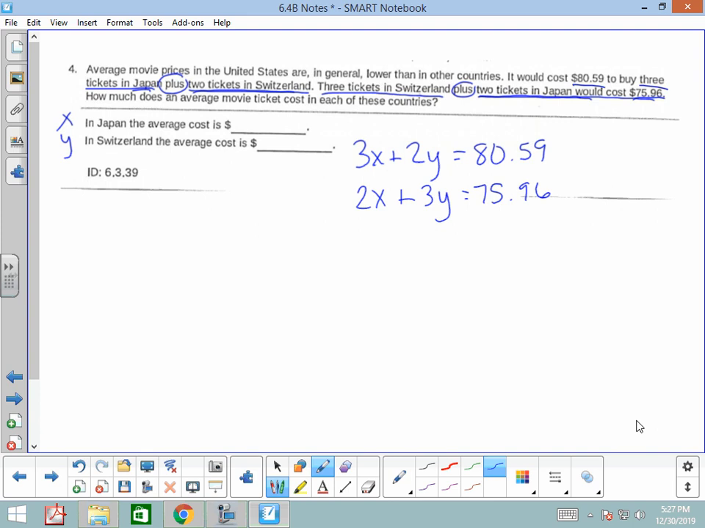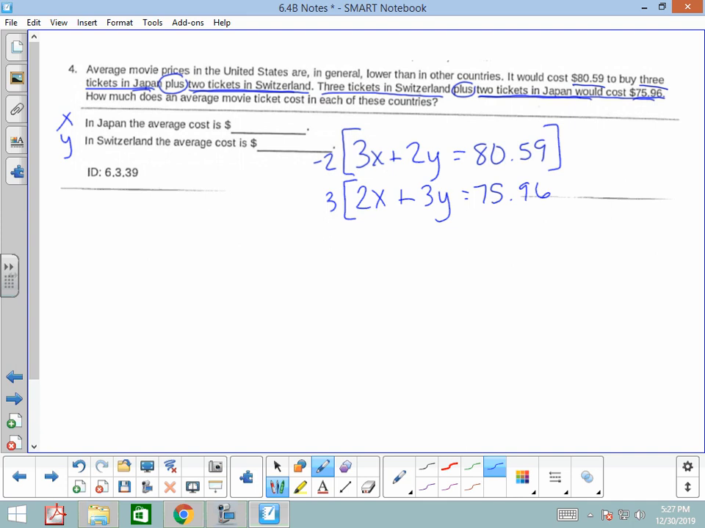So they kind of switched it up, but I don't want my x's to be first and my y's to be second, just so it's not so confusing. Now I'm going to eliminate the x's. So I'm going to multiply this one, and I'm just making this up. I could do -2, I could do +2. If I did -2 here, I could do +3 here. If I did +2 on top, I could do -3 on bottom.